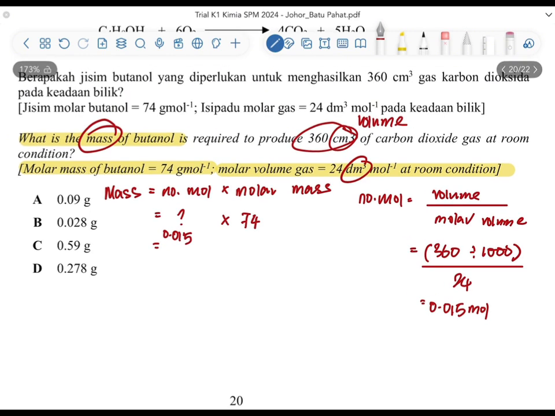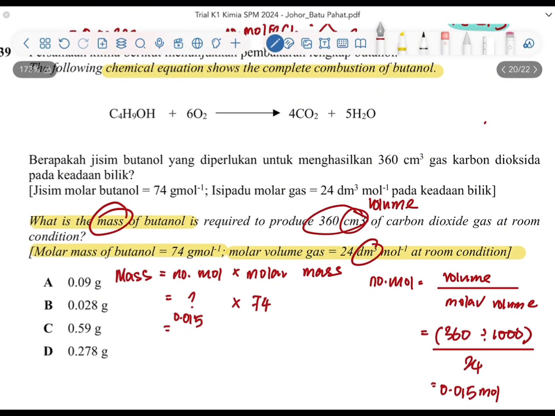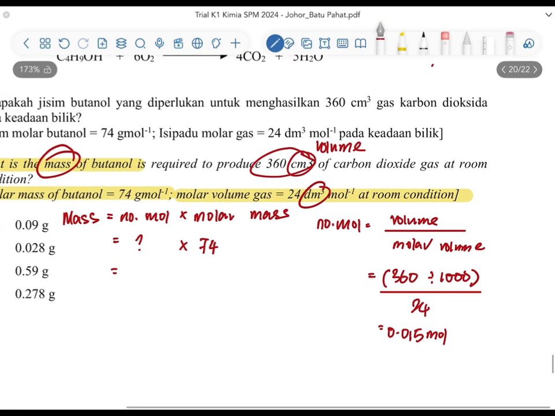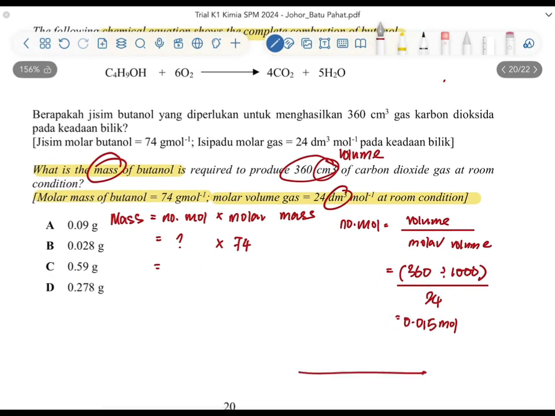So when is the mass of the butanol produced? Oh, okay. Sorry, we shouldn't put this 0.015, because I just noticed that this 0.015 mole is the number of mole for the carbon dioxide gas. So the solving skill is just like the above.